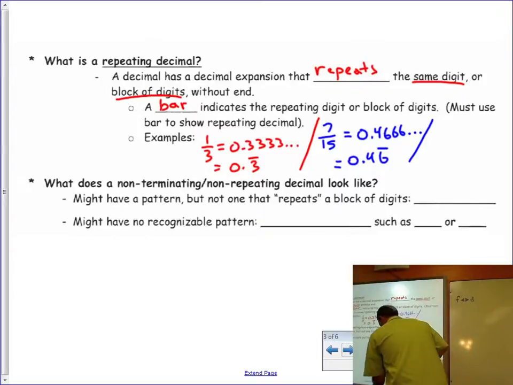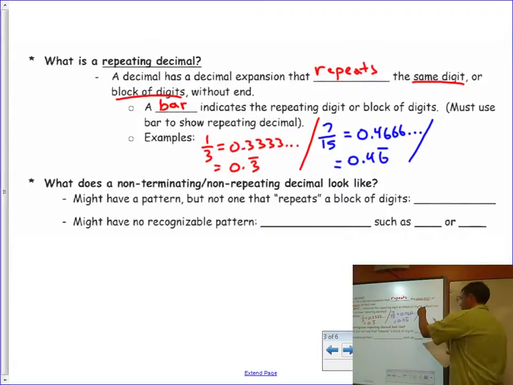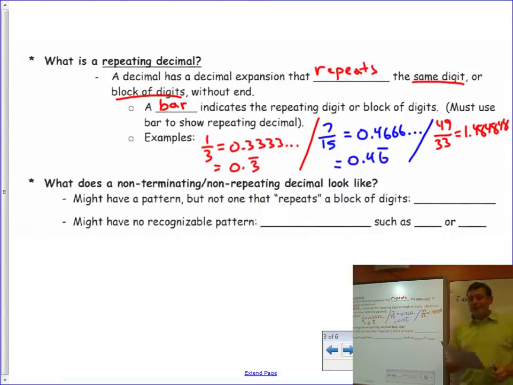And one more. 49 over 33 looks like 1.4848484848. Now you've got 2 digits repeating, so your bar goes over both digits. All right? One thing I'd like you to be able to do is convert back and forth from using bar notation to writing out the decimal without the bar.